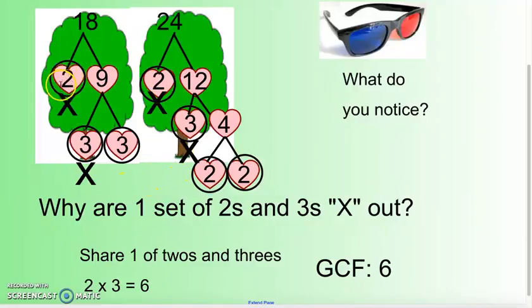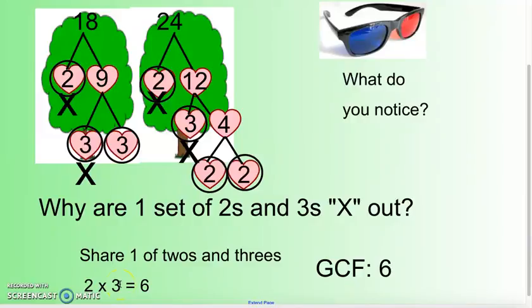And then looking at all the prime numbers, or the ones that are circled, I looked to see what is shared. Well, this one had a 2 and they both had a 2 and then they both had a 3. And so I wrote them down. They had 1, 2 and 1, 3.